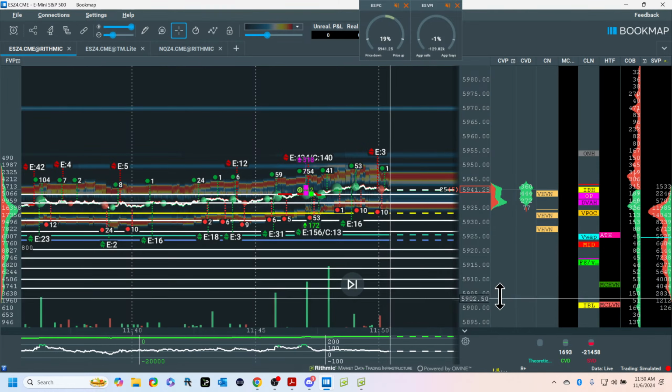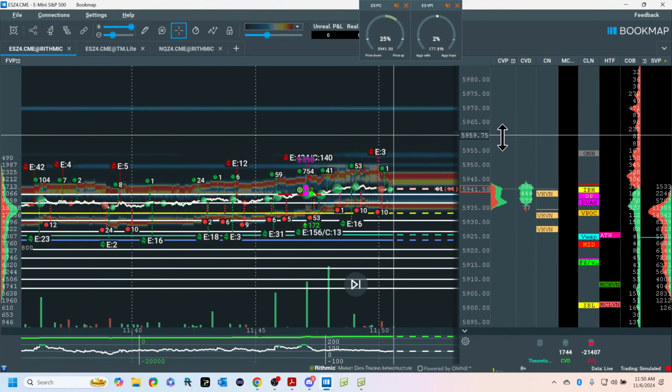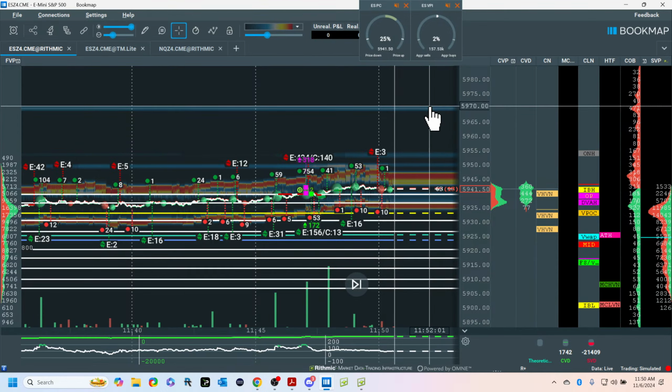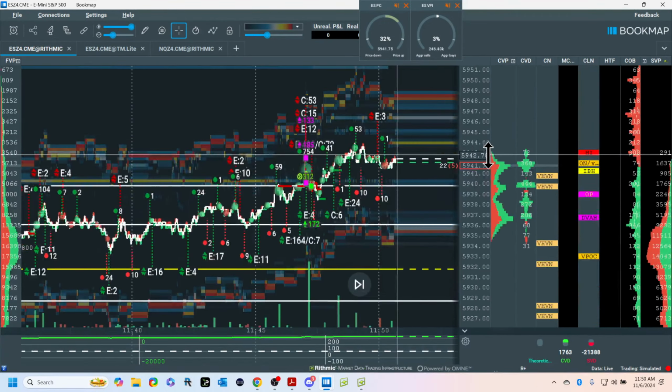So 1.5 times this. We've got a 40-point range here. That would add 20 on top of this. That takes us to about 60. And then we've got 70 here. So that's our ballpark, okay? So this is the next target. So for me, it's longs only.